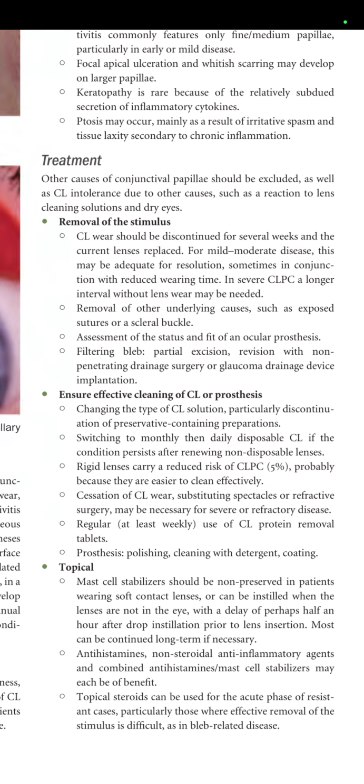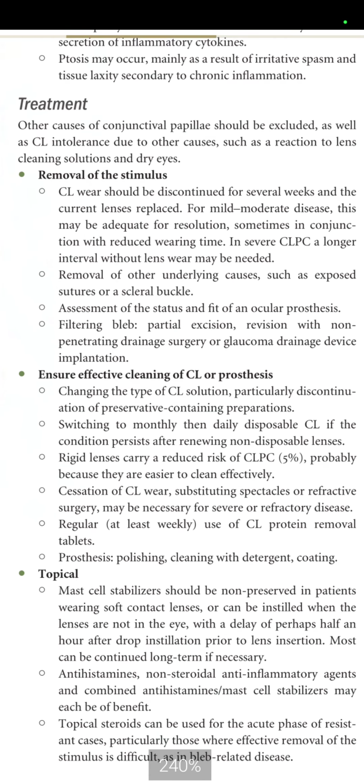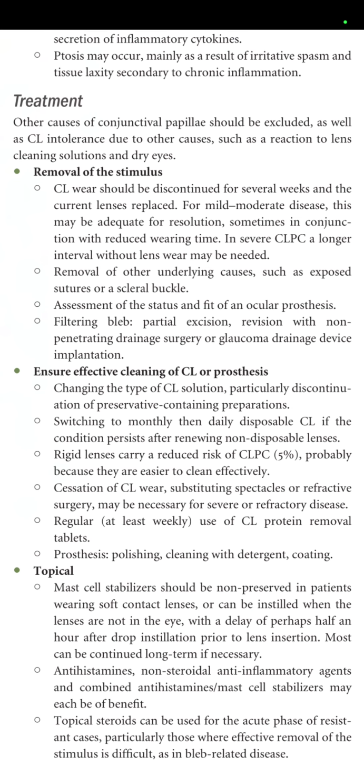So how do you treat? One of the things is you have to remove the stimulus, and then you treat the papillae with a mast cell stabilizer for the reaction that occurs in the papillae. Treatment: other causes of conjunctival papillae should be excluded, as well as contact lens intolerance due to other causes such as reaction to lens cleaning solution and dry eyes.